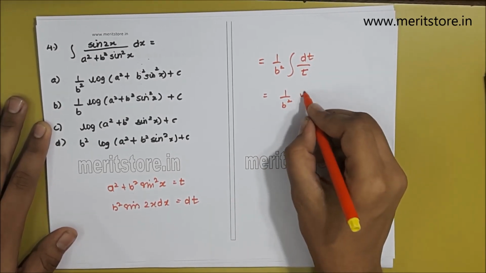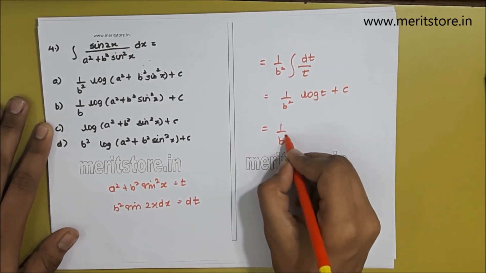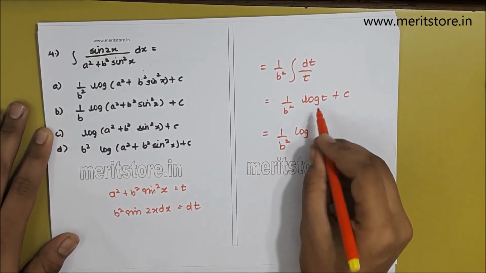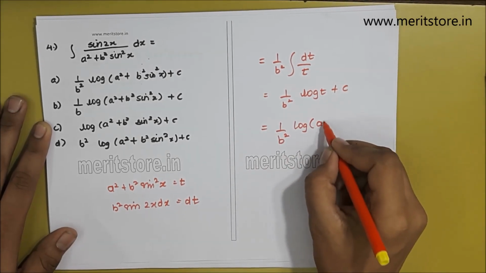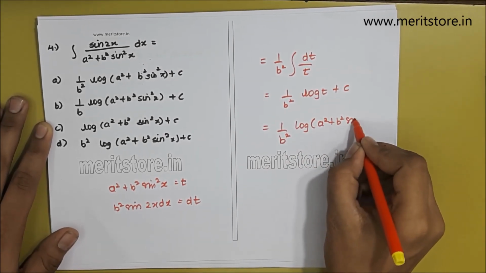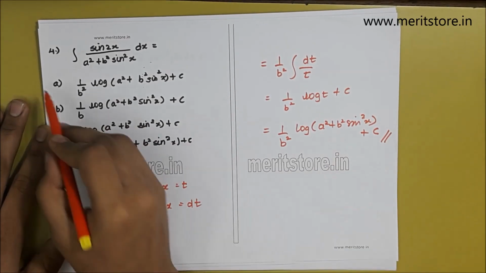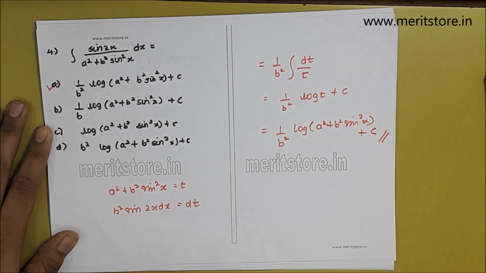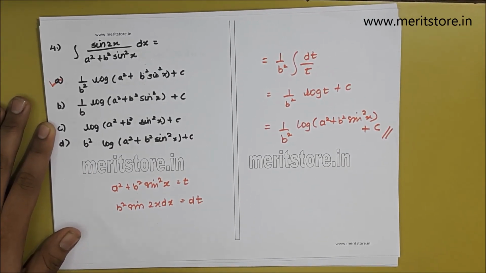1 upon t is nothing but log t plus c, that is 1 upon b square log of, the value for t was a square plus b square sin square x. So a square plus b square sin square x plus c is the correct answer. That is option A. 1 upon b square log of a square plus b square sine square x plus c.